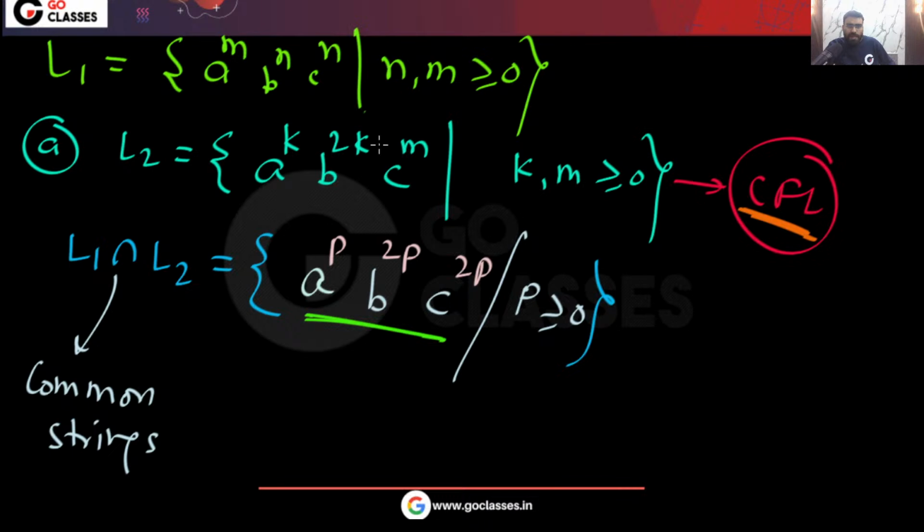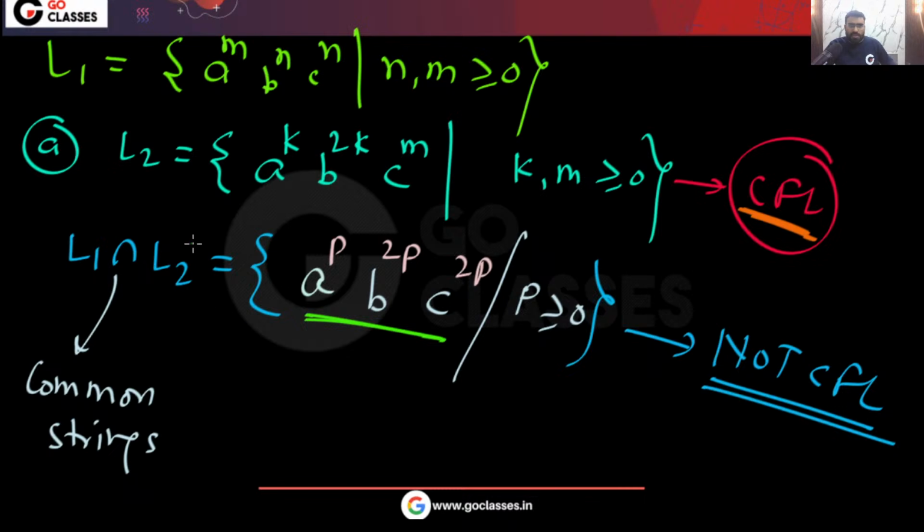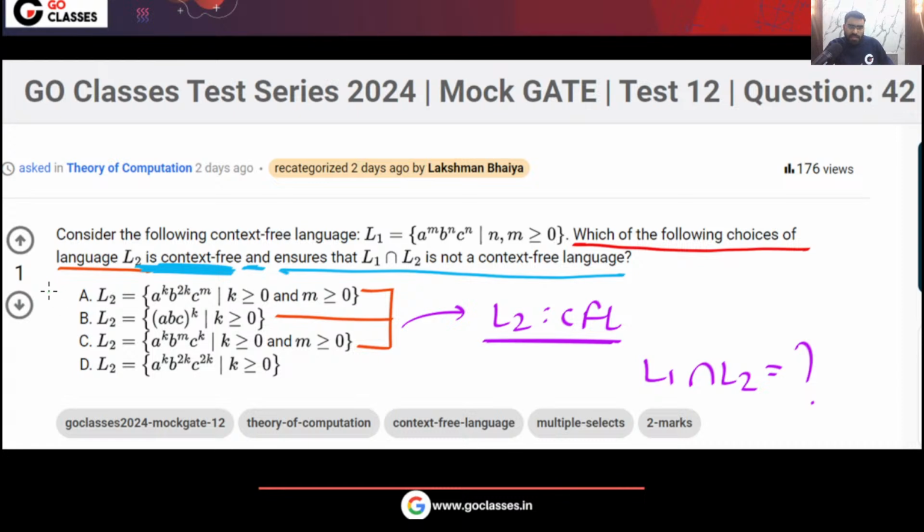So you can see, if some string belongs to L1 intersection L2, then that string must have number of B equal to number of C, and number of B must be double of number of A. So very simple. You can see this is actually not CFL. A power P, b power 2P, c power 2P. This language is not CFL. So you can see L2 is CFL, but L1 intersection L2 is not CFL. So option A is the correct answer.